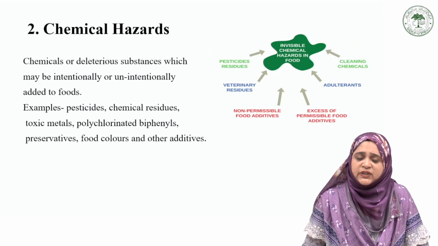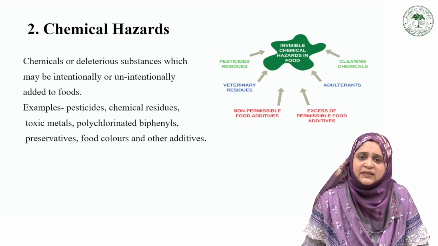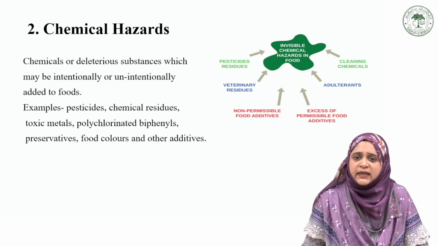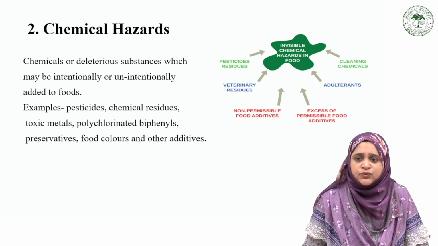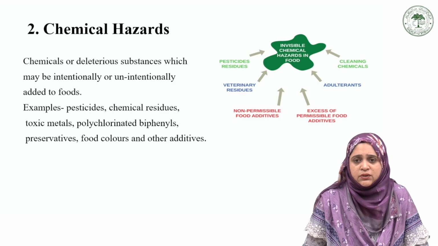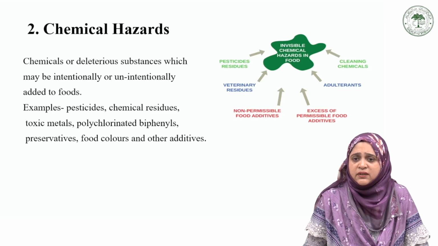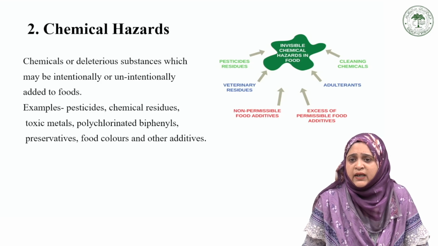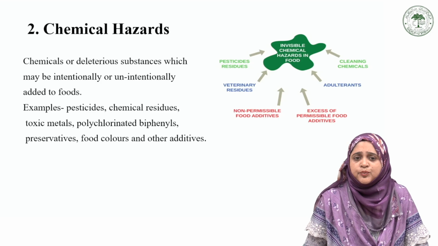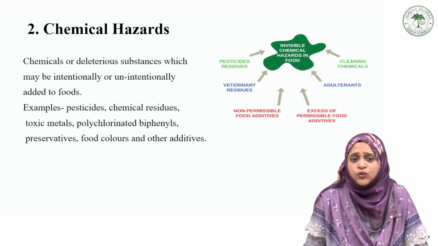Next one is the chemical hazard. Chemical hazards are chemicals or deleterious substances which may be intentionally or unintentionally added to foods. This category of hazards includes pesticides, chemical residue, toxic metals, polychlorinated biphenyls, preservatives, food colors, and other additives that can cause a foodborne illness. They are called chemical hazards.